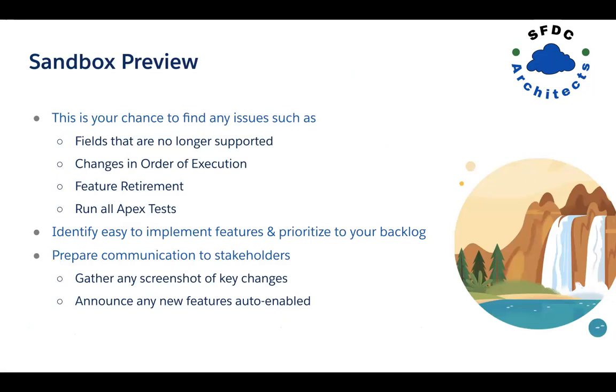So now we're in Sandbox Preview. We're in January 6th, and this is your chance to find anything like fields are no longer supported. Or maybe there was a change in order of execution because they've been doing that a lot the past couple of releases with workflow rules going away, process builders coming up soon. They're going to keep tweaking that order of execution. So you want to keep that in mind. Maybe they're retiring features, and they are really good about letting you know ahead of time. They email you if something is being retired and your org is using it. So you want to dig into that. And even though Salesforce runs all of their tests on their own, you still want to do that yourself, right? You want to make sure that you catch everything.